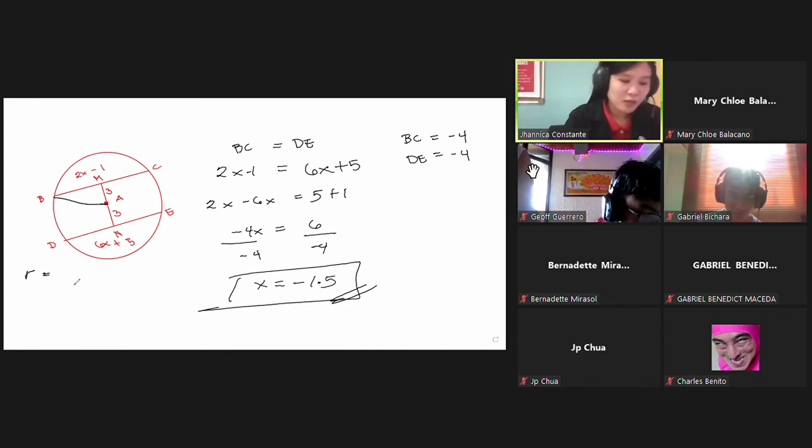So, who already has the measurement for our radius of circle A?